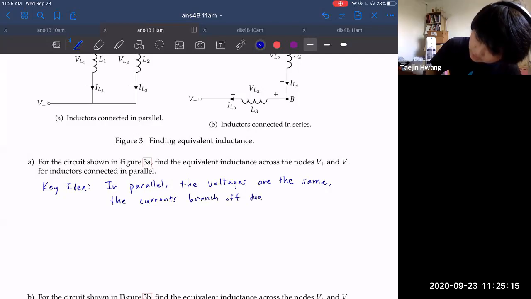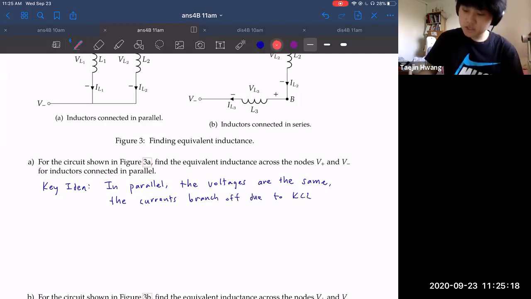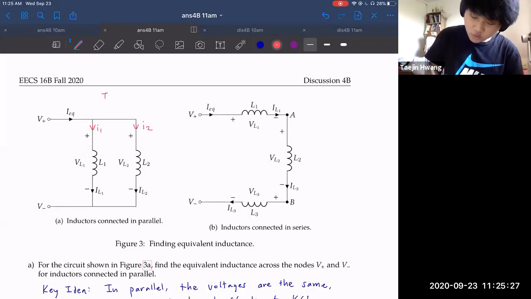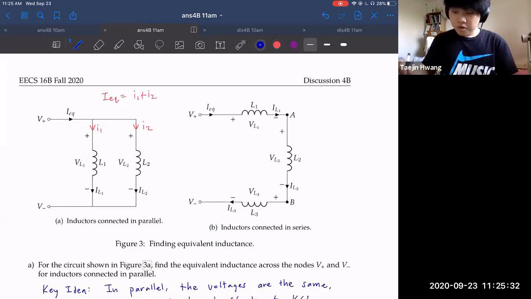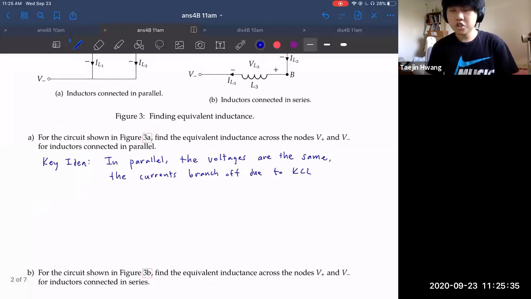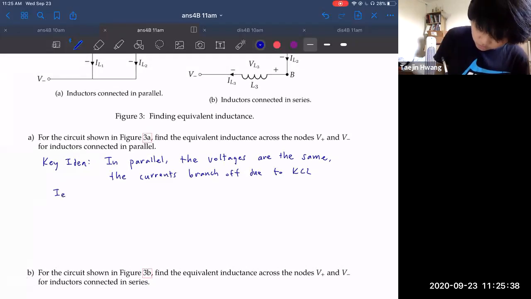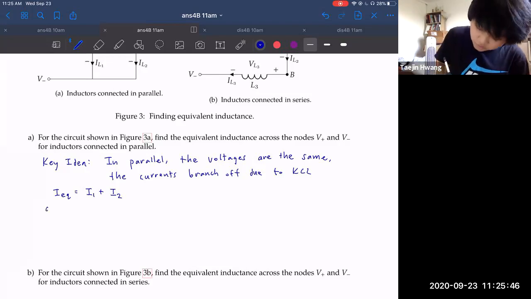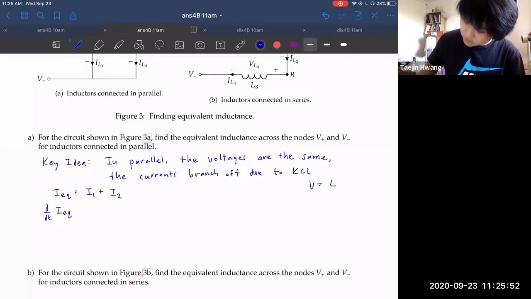Due to KCL. What I mean by this is if we have currents I1 and I2 going through the inductors, I equivalent is equal to I1 plus I2. So the first thing we should do is write out our KCL equation: I equivalent is equal to I1 plus I2. Then I'm going to take the derivative, because we know V is equal to L di/dt, and this will help us simplify our equations.